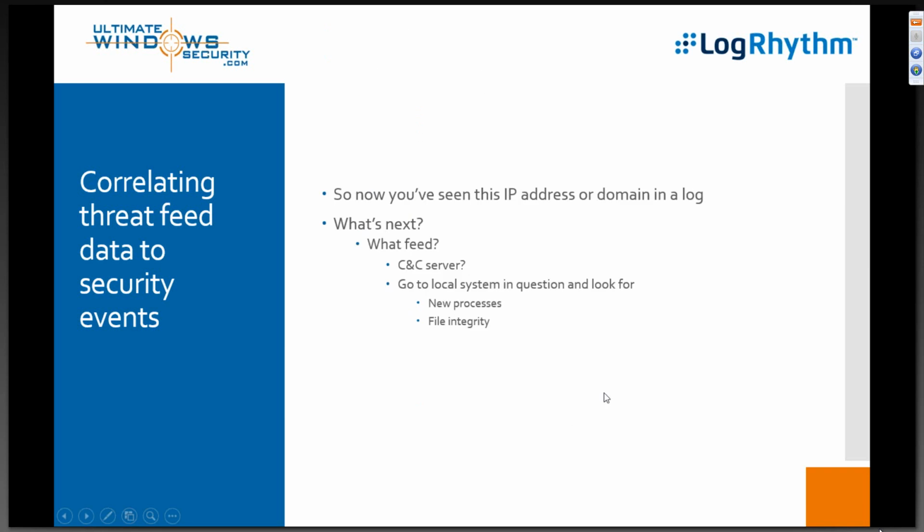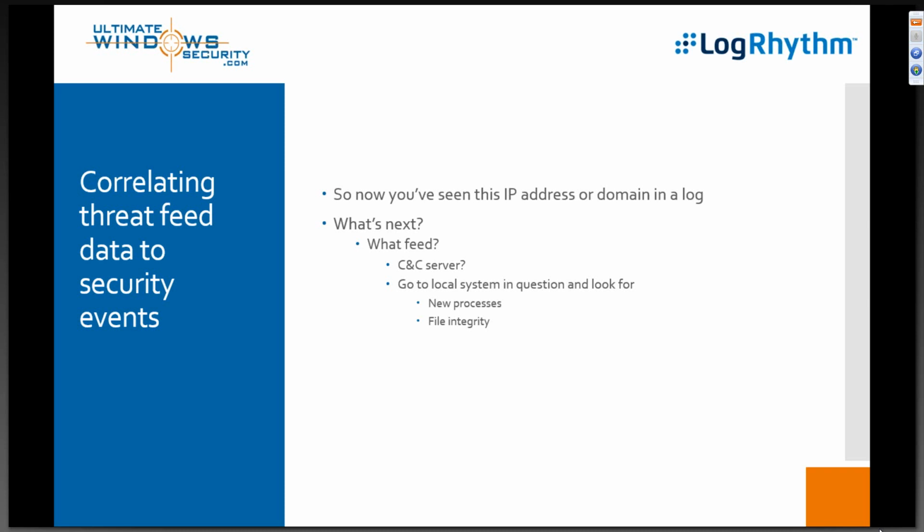So at this point, you've seen this IP address or domain name in a log that you've collected in your SIEM. What's next? Well, part of it is what feed are we looking at? What kind of feed is this? Is it a command and control feed or what? That's one thing that we want to know right away. Which feed did this data come from, and what kind of stuff is on that feed?